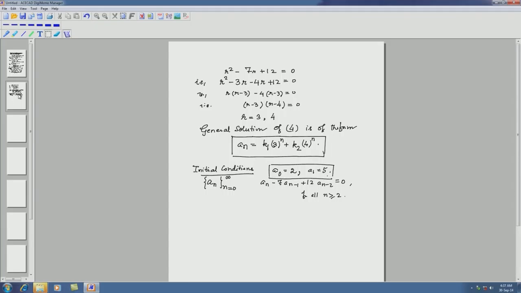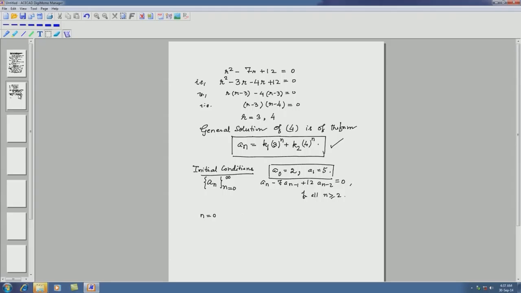The initial conditions a 0 equal to 2 and a 1 equal to 5 have to be given along with the recurrence relation if we want a particular solution. Now, we take the general solution of the recurrence relation under consideration and put n equal to 0. For n equal to 0, we have a 0, which is equal to 2, equal to k 1 plus k 2. Therefore, we know that k 2 is equal to 2 minus k 1.